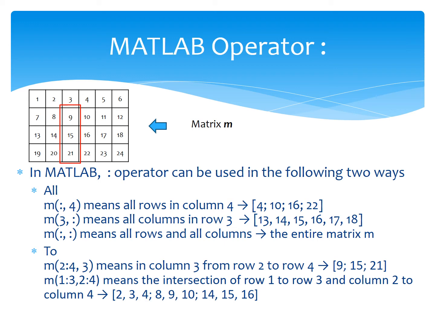Another example, M(1:3,2:4) indicates the first row to third row and the column 2 to column 4. So the intersection of the index is the red rectangle.